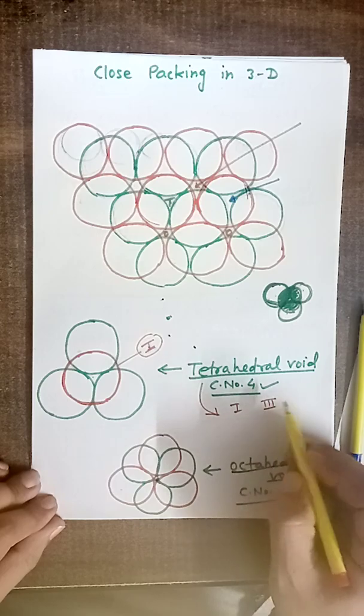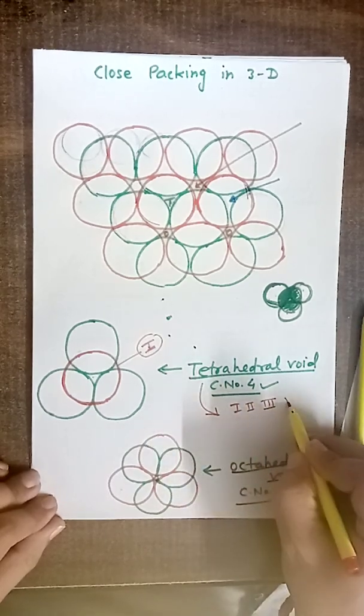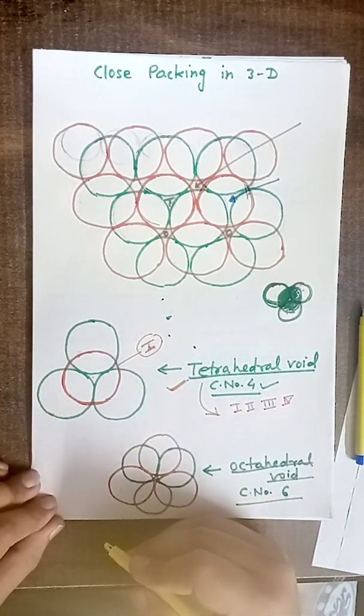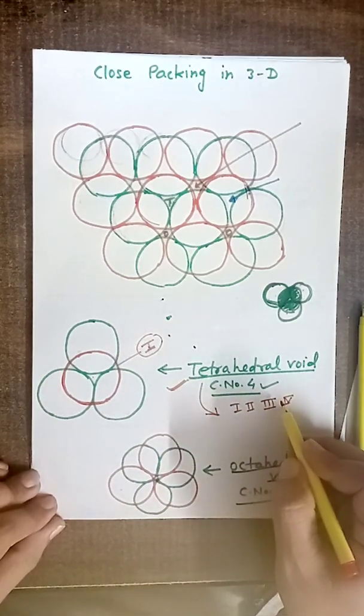Now in case the first and third layers are identical, obviously the second layer and fourth layer are also identical. So this type of solid may have infinite layers, but it has only two types of layer.